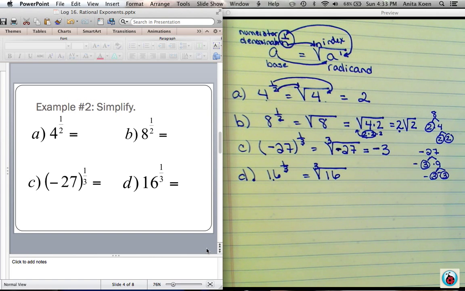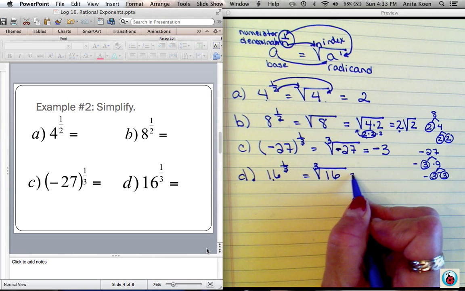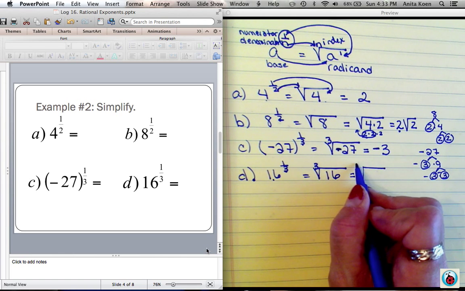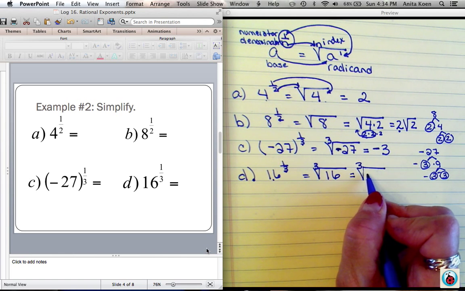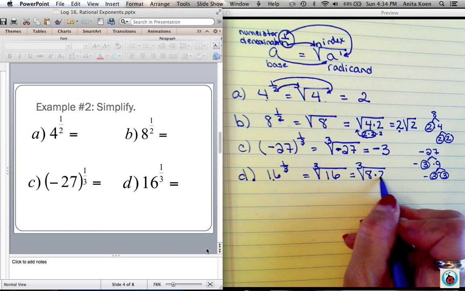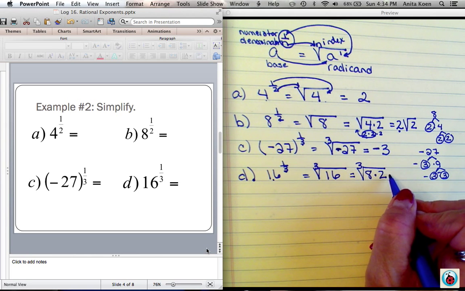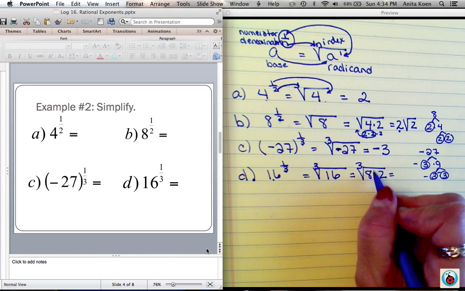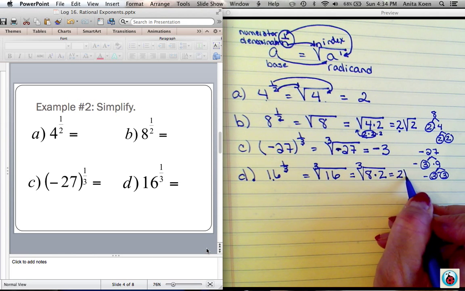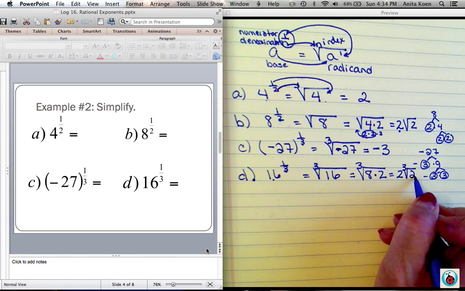The cube root of 16. Well, 16 is not one of my perfect cubes, but I know that 8 is, and 8 times 2 is 16, so I know that the cube root of 8 is 2, so this is 2 cube roots of 2.